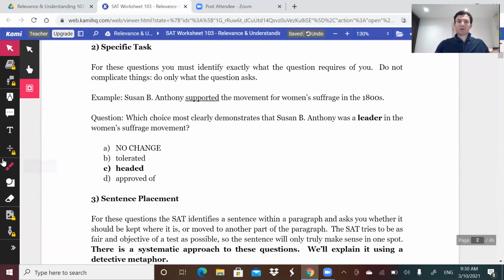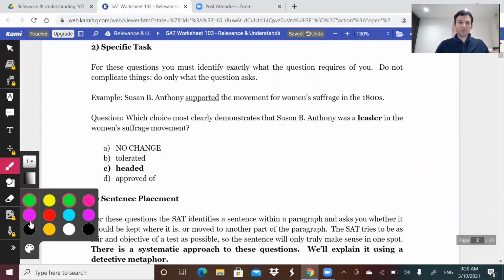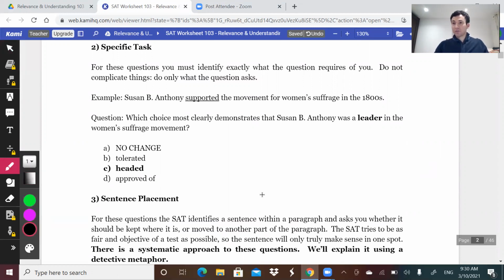So specific task. Specific task is really straightforward. The answer is in the question. I'll say that again. The answer is in the question. So let's read the question really carefully. Which choice most clearly demonstrates that Susan B. Anthony was a leader in the women's suffrage movement? Supported. So Susan B. Anthony supported the movement for women's suffrage in the 1800s.